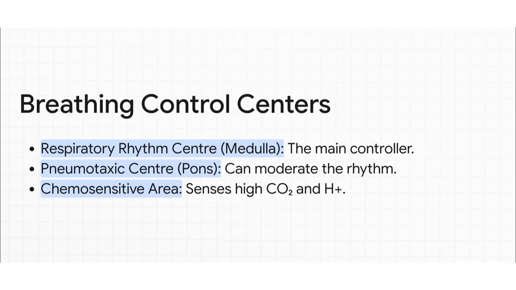Then in the pons, we have the pneumotaxic center, which can moderate its function. But the most important trigger for breathing are CO2 and H+ ions. When their concentration rises, a chemosensitive area gets activated and signals you to breathe faster to get rid of that excess CO2. Fun fact, oxygen's role in regulation is actually pretty insignificant.